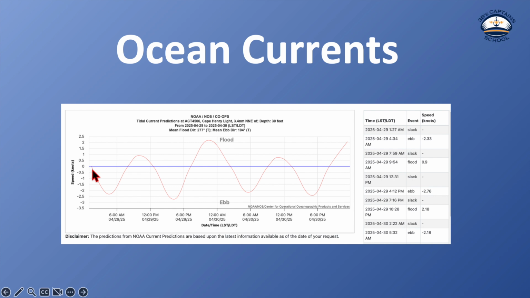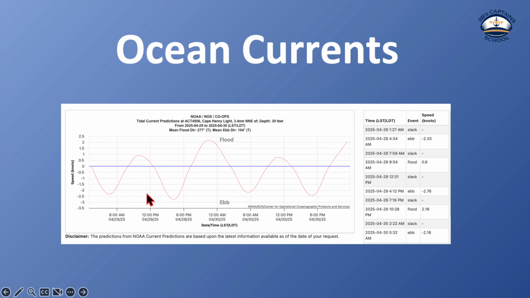And here's a graph. This is 0, so there's slack, or no current movement. This is our speed in knots. This is our ebb, so it's going to be below this 0 line, and this is our flood, so it's going to be above it. So we can see here on the graph, we're going to have a current of a little less than 2.5 knots. And if I go over here to my time, I can see that at 4:34 a.m., I'm going to have a max ebb current of 2.33 knots. That's what that graph showed me there.